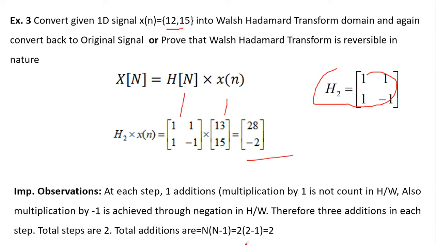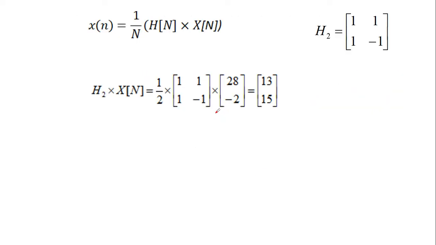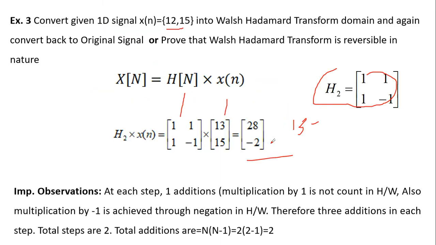So here the total number of operations is n into n minus 1, that is equal to 2, because here we can use 13 plus 15, so one addition operation is there, and then 13 minus 15, that is one addition operation, so 2 operations are used. When we want to go back in reverse, we only need to remember that this 1 by n should be used, so 1 by 2, and we will get the original signal back. So here in the input problem, this is 13 not 12, so this is 13.